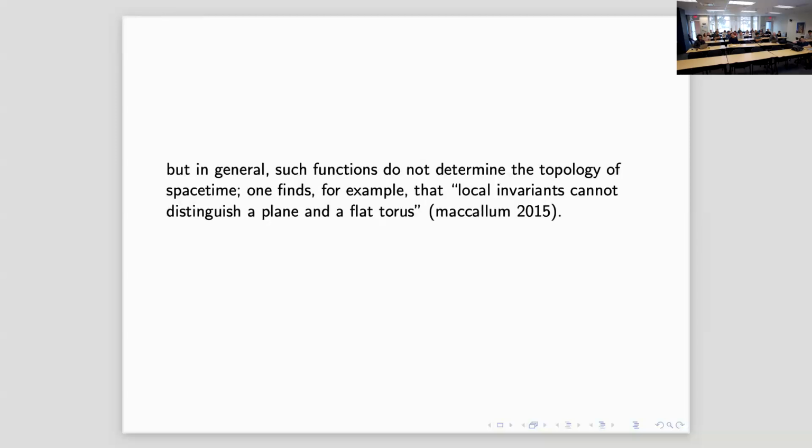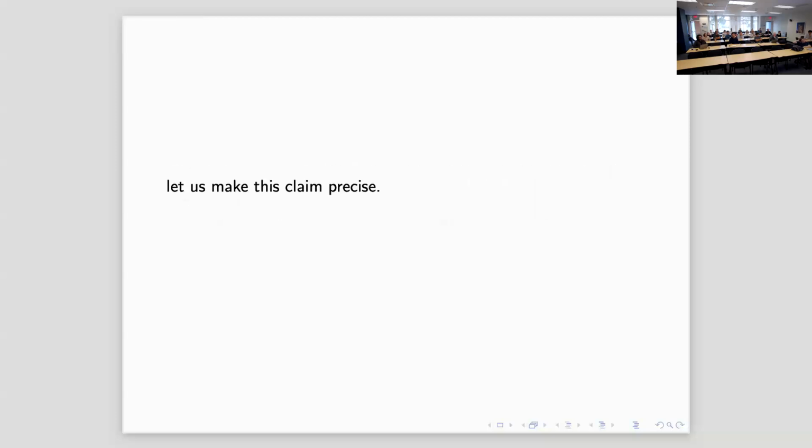I'm going to be focusing on the fact that, in general, even if these invariants determine local geometry, they definitely don't do anything global. So you hear the following, for example, from the folks who do this sort of thing. They don't determine the topology of spacetime. Local invariants can't distinguish a plane and a flat torus. The curvature structure in both of those cases is the same in a sense, and yet they have wildly different global structures. So what I want to do first is make that claim precise.